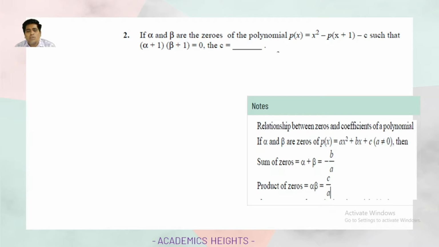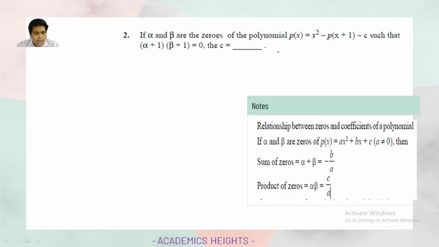If you look down in the note, the relation between zeros and coefficients of the polynomial: if alpha and beta are the zeros of p of x equals ax square plus bx plus c, then the sum of the roots will be minus b by a, and the product of the roots will be c by a. This is the concept you already learned in your courses, so we are using it directly here. Sum of the roots is minus b by a, product of the roots is c by a.